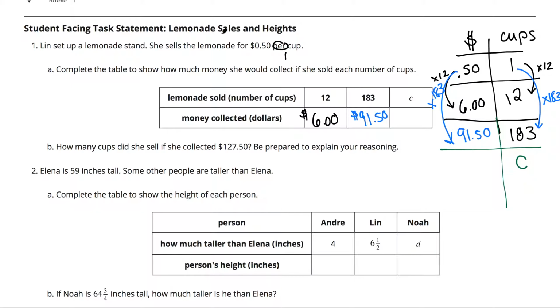How would I get from 1 to C? I would multiply by C. Just like to get from 1 to 12, I times by 12. To get from 1 to 183, I times by 183. To get from 1 to C, I times by C. So on this side, I'm going to times it by C, which means I'm going to have 50 cents times C. So for C, it's 50 cents times C.